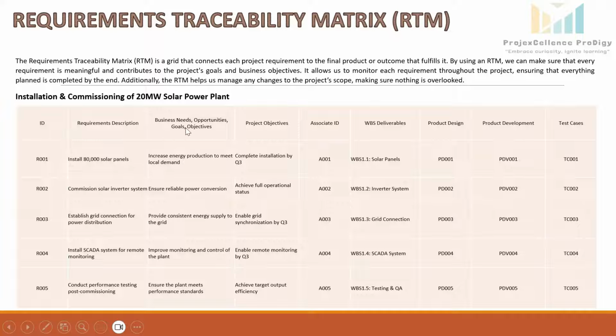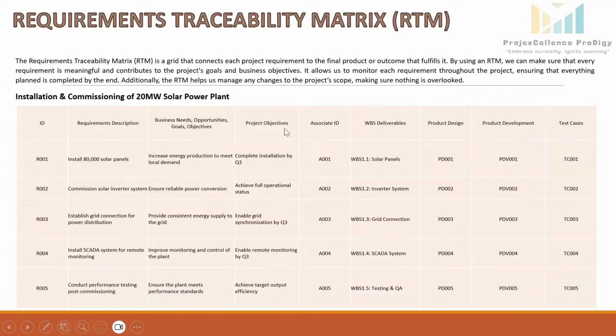The third column is business needs, opportunities, goals, objectives. This describes how this requirement supports the broader business goals or opportunities. Like the installation of these solar panels is crucial for increasing energy production to satisfy the local energy demands.